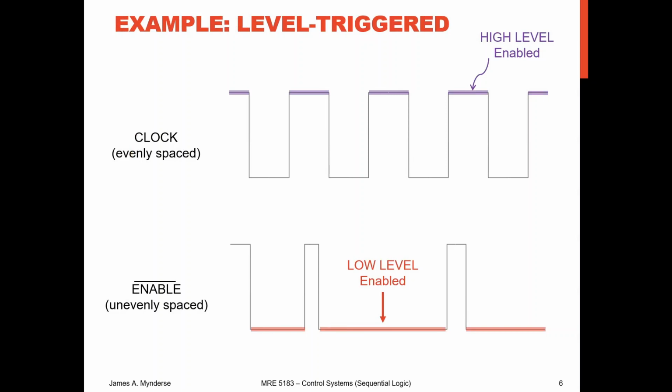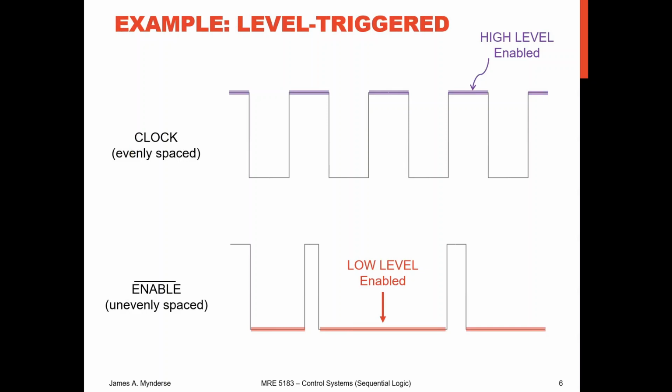So here's an example of a level triggered. The level triggered here doesn't have to be evenly spaced. It is evenly spaced in the purple case. It's not evenly spaced in the reddish case there. The upper case, the purple one, is high enabled, and so when the clock is high, the input causes the output to change, and when the clock is low, the output doesn't change.